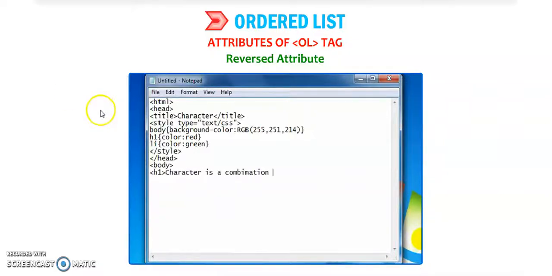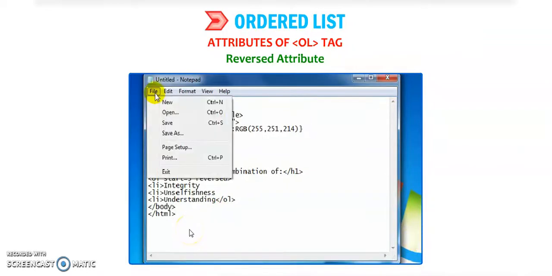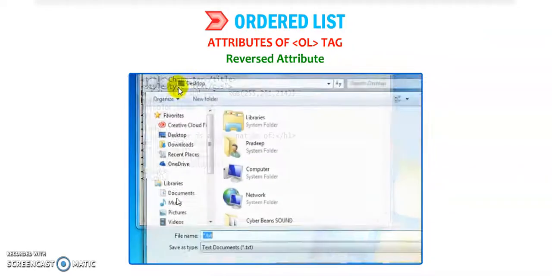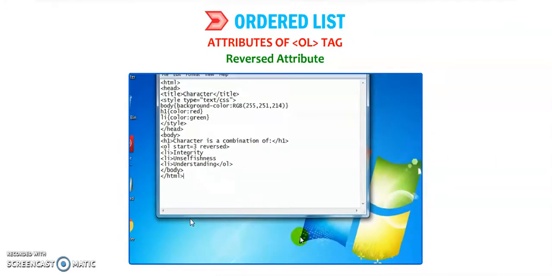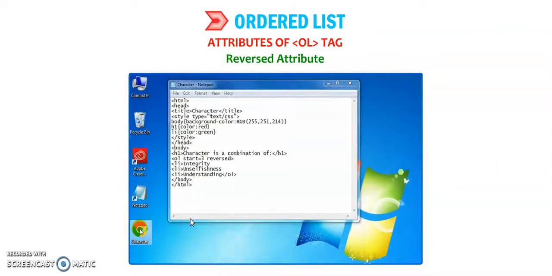So the heading 1 is a combination of characters, slash H1, then OL start equals 3 reverse, then LI integrity, then you use unselfishness and understanding, then slash body slash HTML. After this, save this file with .html and click on save button. Now run this program.